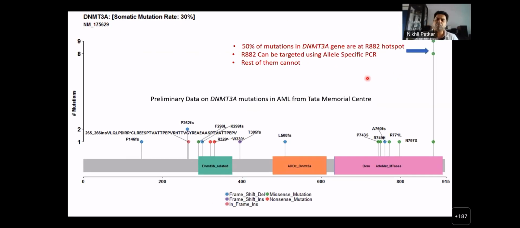So sometimes you can see that these mutations are commonly present at one particular hotspot. So for example, 50% of DNMT3A mutations are R882 mutations. So these particular mutations can be targeted by allele-specific PCR, but the rest of the mutations are scattered all over the gene, and you really cannot target them using this, and you have to use sequencing of that gene.